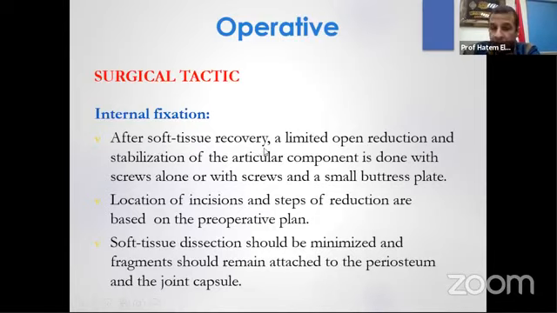After soft tissue recovery, a limited open reduction and stabilization of the articular components is done with screws alone or with screws and a small buttress plate. Location of incisions and the steps of reduction are based on the preoperative plan. Soft tissue dissection should be minimized and the fragments should remain attached to the periosteum and the joint capsule.